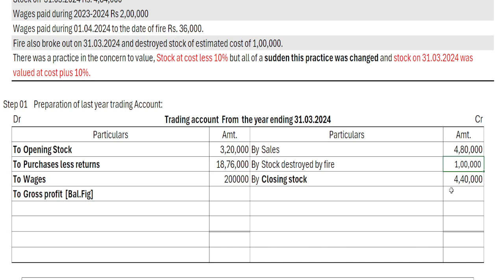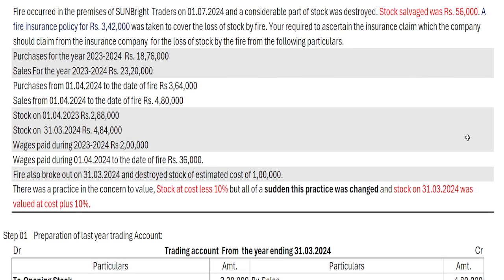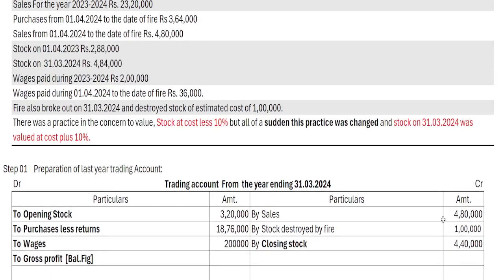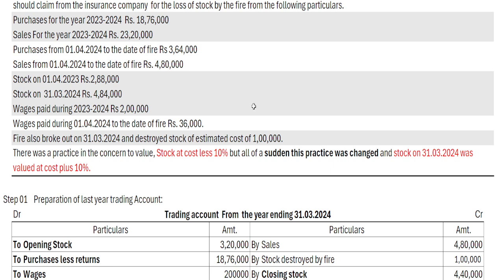Then any information? Now let's calculate the credit side and also the debit side. Sales is 23 lakh 20,000.